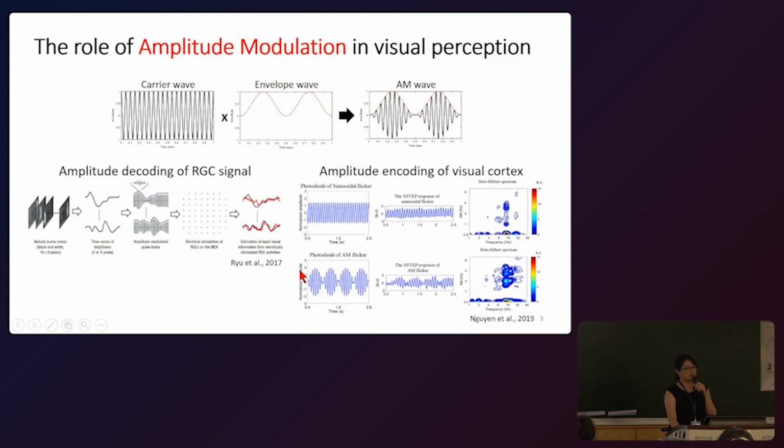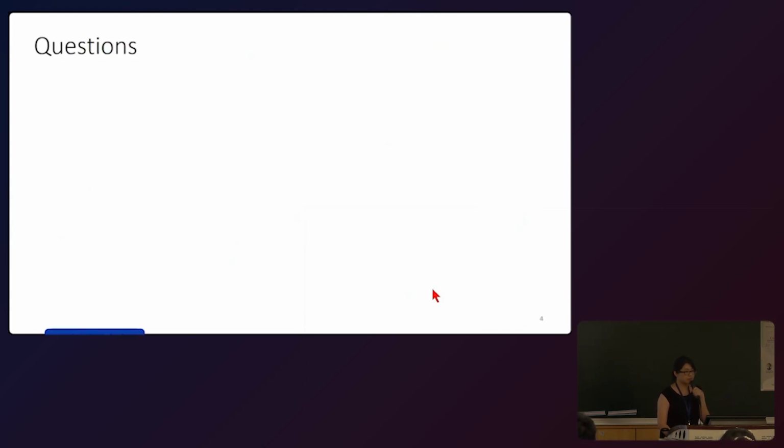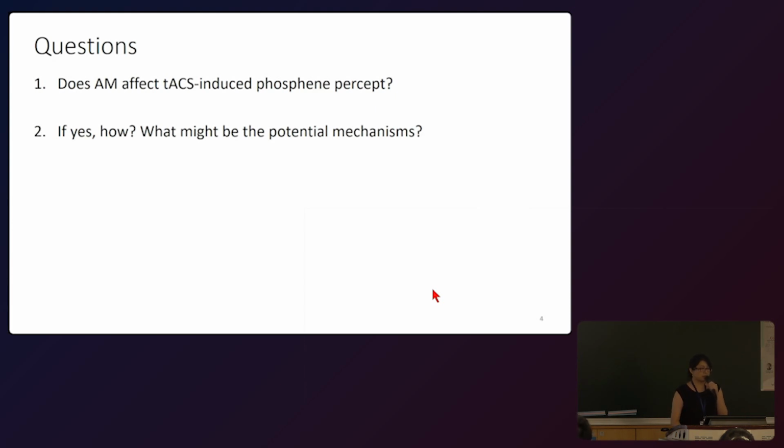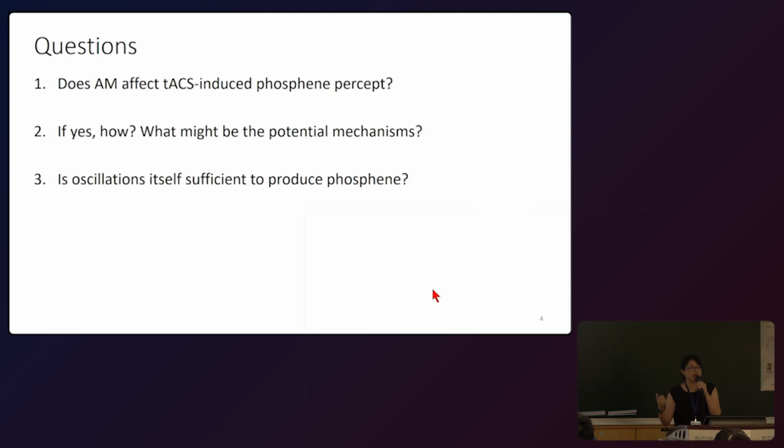So we use another kind of waveform that is amplitude-modulated to stimulate the subject. And we find that basically your visual cortex can encode this kind of information quite well. So our next step is, our brain can do this, but does our perception also pick up the information? So today we're going to answer three questions here. The first one is, of course, can the AM affect the TACS-induced phosphene percept? And second is, if yes, then how? What might be the possible mechanism underlying that? And the third, we try to ask the question: is oscillation per se sufficient to generate a phosphene?